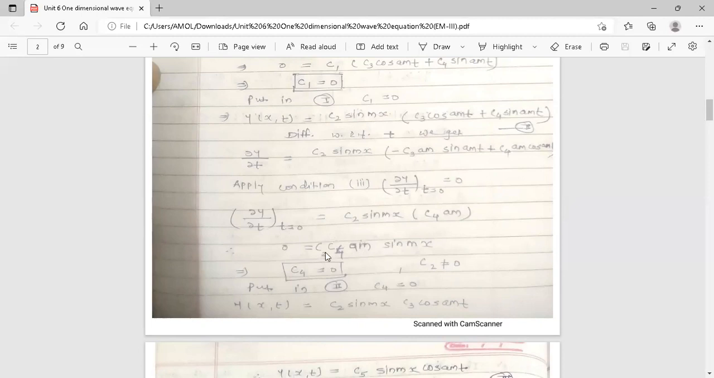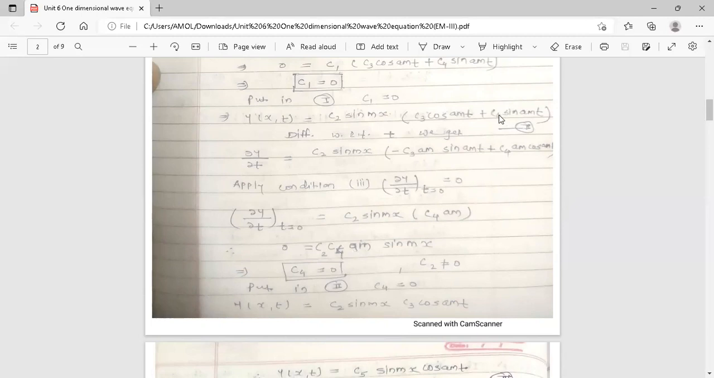This is zero, it means at least one of them is zero, that's why the product is zero. Now, can we say C2 is zero? No. If C2 is zero, then see what will happen in equation number two. C2 is zero, then the solution will be zero. C4, can we say C4 is zero?